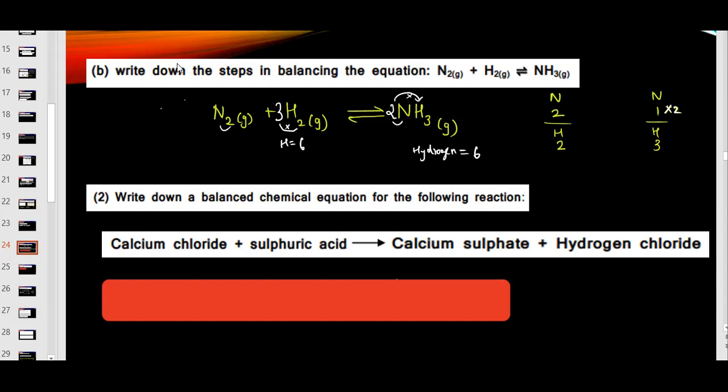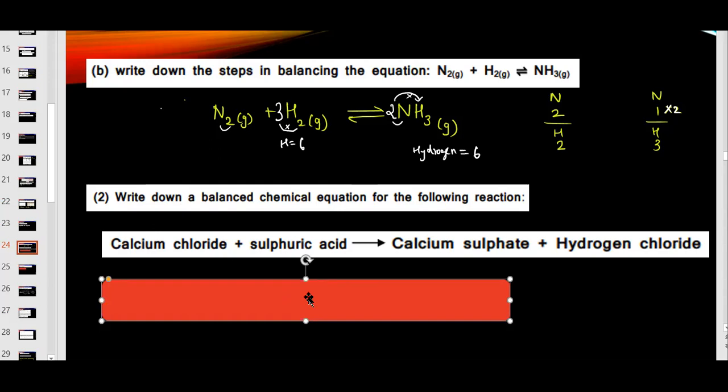So according to balanced equation, I have to put 3 here in front of H2 and 2 here in front of nitrogen. Okay, let's do one more reaction here. Write down a balanced chemical equation for the following reaction. It is given in the word form. We have to write the reaction.